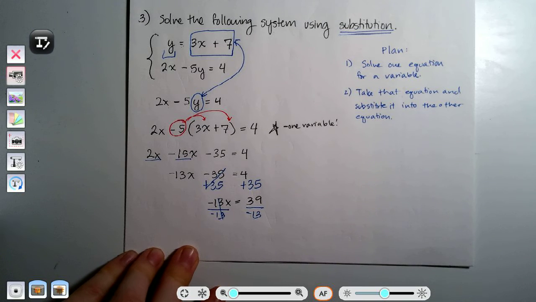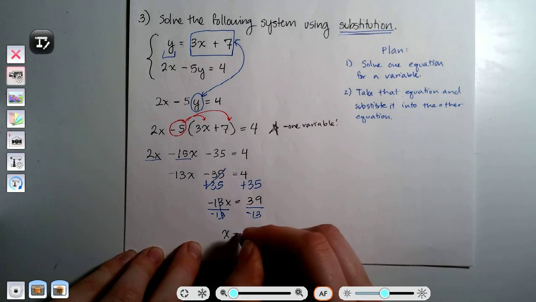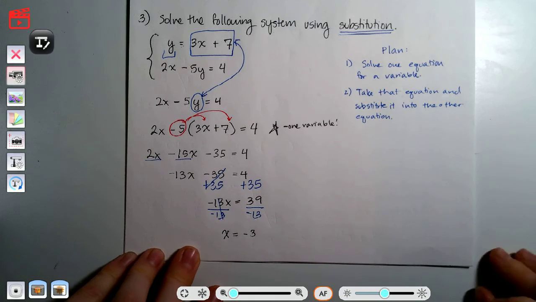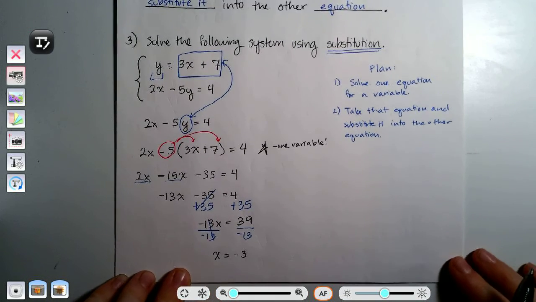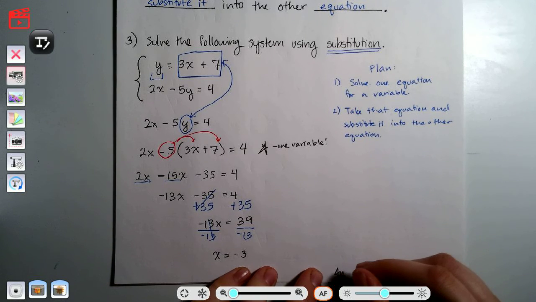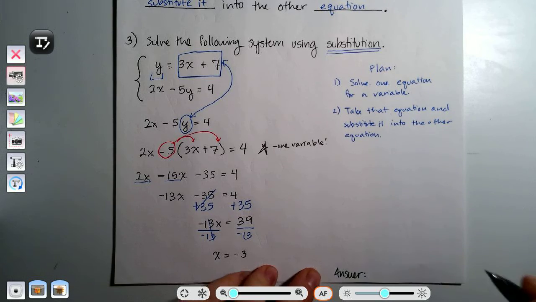Yep, I'm correct. All right, so x equals -3. And that's all well and dandy, but I'm trying to find a coordinate pair. Remember, for systems, our answers are always going to look like, well, not always. Remember, there are a few other options.